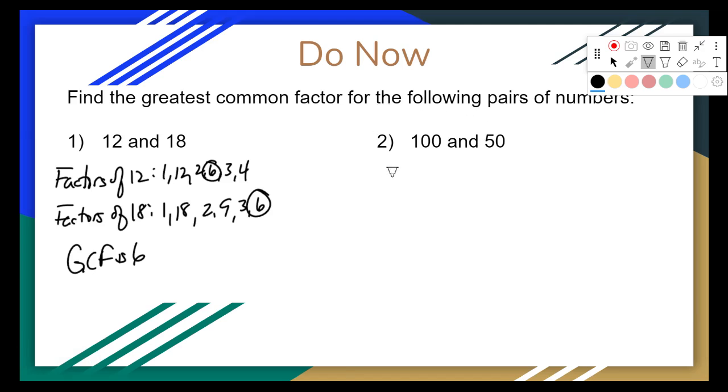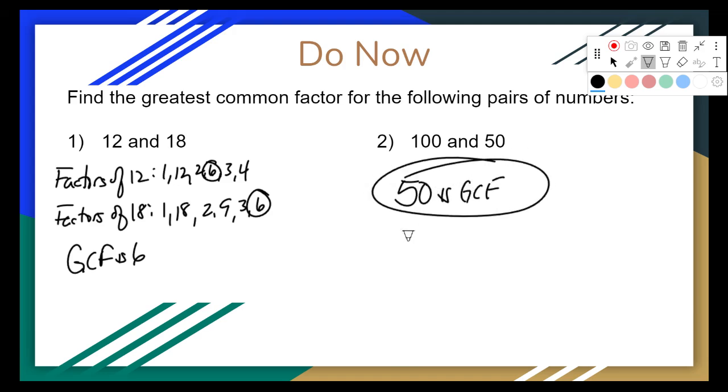For number 2, if I want the greatest common factor between 100 and 50, I'm looking for the largest number that divides evenly into both, and that number happens to be 50. 50 is the GCF. 50 goes into 100 twice, 50 goes into itself one time. So that's how we find a greatest common factor numerically. That's part of our process for finding the greatest common factor of a polynomial.